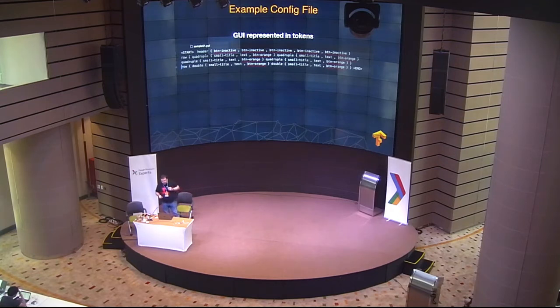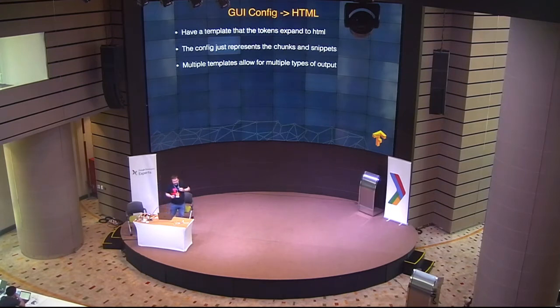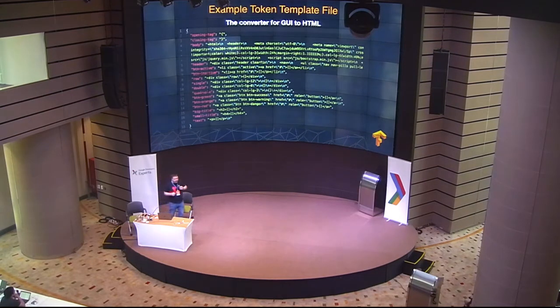Then what we want to do is take that and use some form of compiler. The compiler is really simple. It's just a parsing engine that looks at some other JSON file and says, if I've got button inactive, what's the snippet of code that I should be showing for button inactive? So it takes these chunks and expands them out into code. This is an example of a template file, which we would use to turn that GUI language back into HTML.